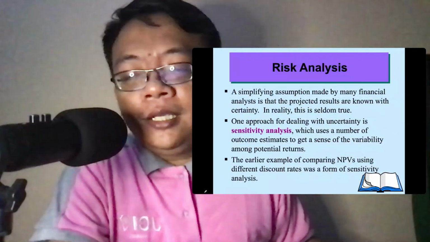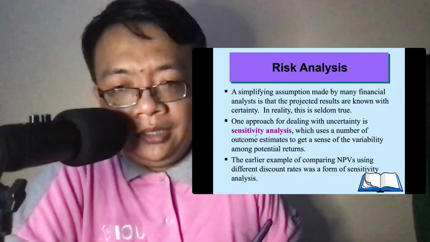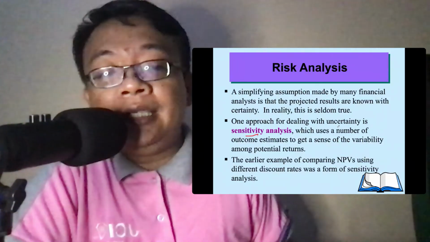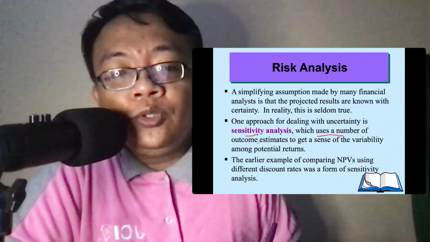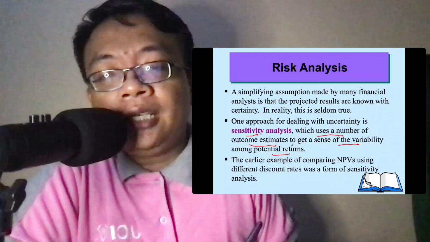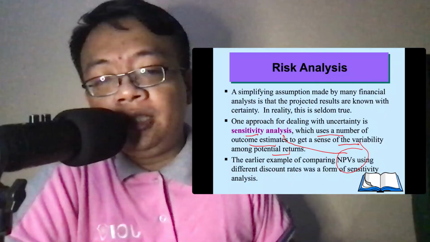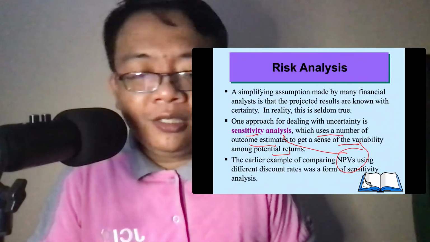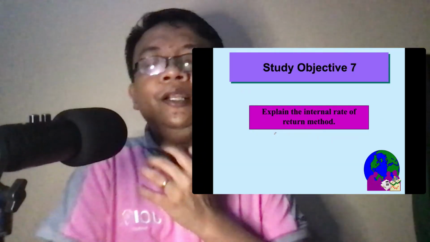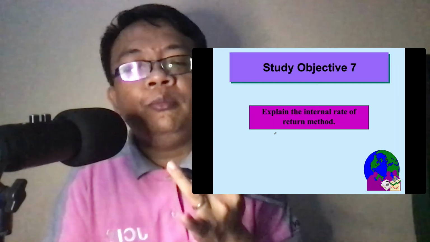Alright. Next is all about risk analysis, or sensitivity analysis. One approach in terms of risk analysis uses outcome estimates to get a sense of the variability among potential NPV, of course, which is the risk involved, to be sensitive in terms of numbers. Alright, so we are done in terms of payback period and net present value method.